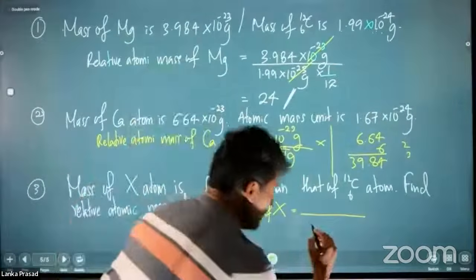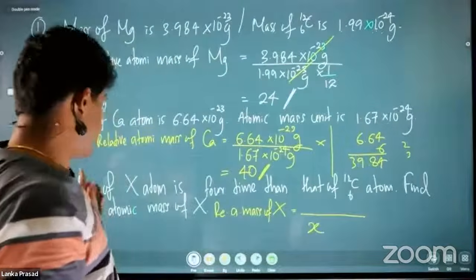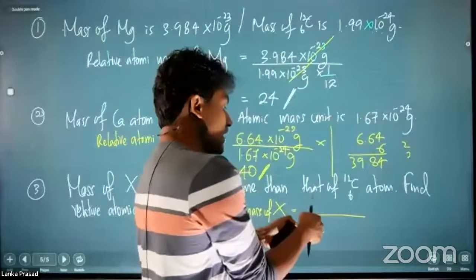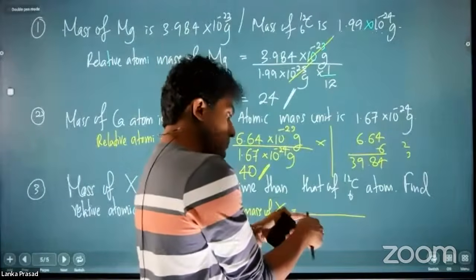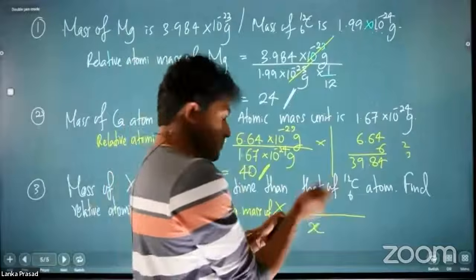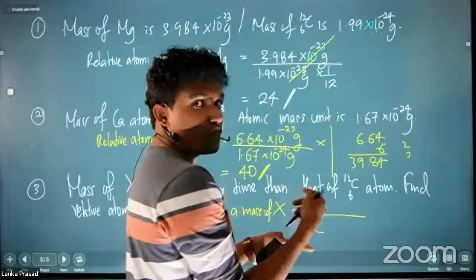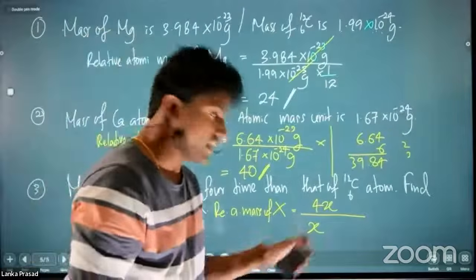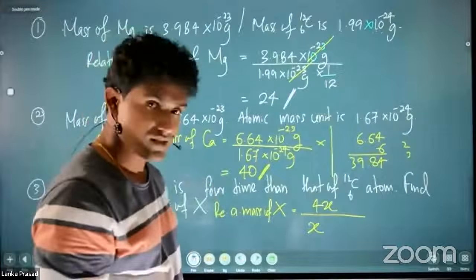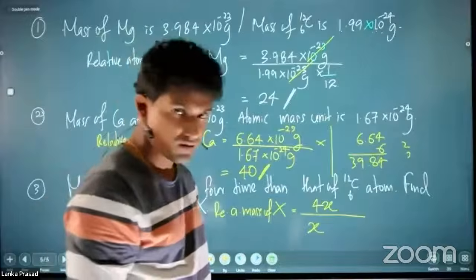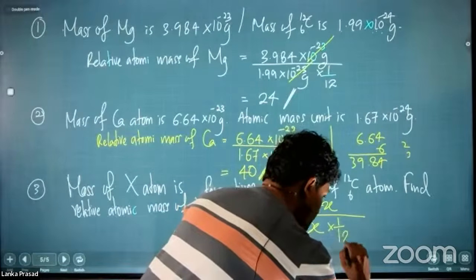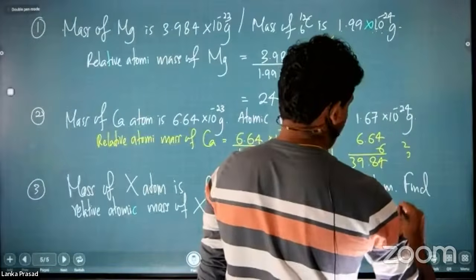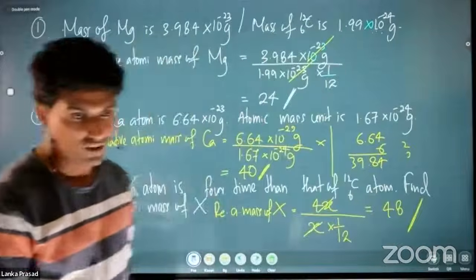Now we have to think it has X, right? Mass of X atom is 4 times than that of carbon. If we think the mass of carbon is X, then 4 times that should be 4X. Right, 1 over 12, then X gone. That one gone up. 12 times 4 means 48. That's the answer. Got it?